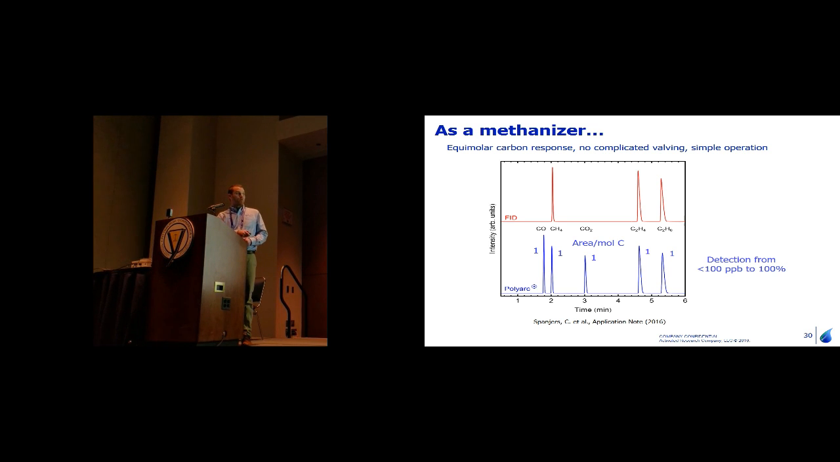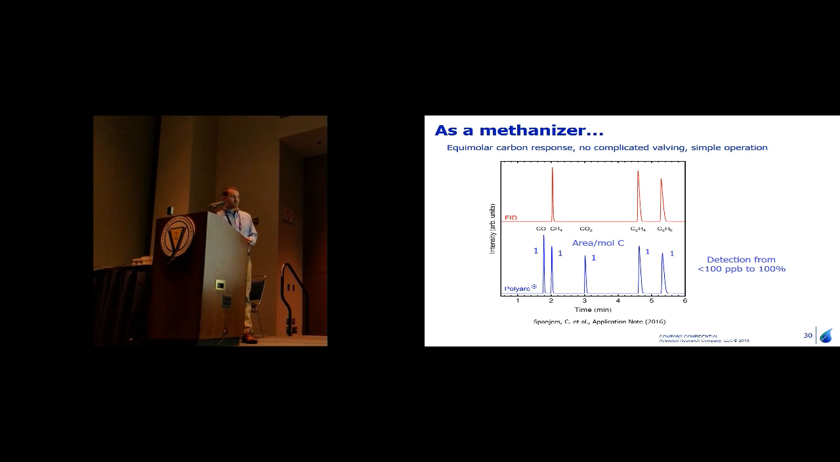We're getting equal molar response for all of our compounds. You don't need to use complicated valving to bypass the methanizer to avoid poisoning it, because you're not going to poison our reactor. And you can operate it very simply with detection ranges below 100 ppb up to 100% of your sample.